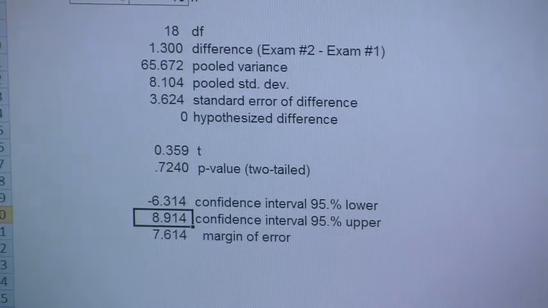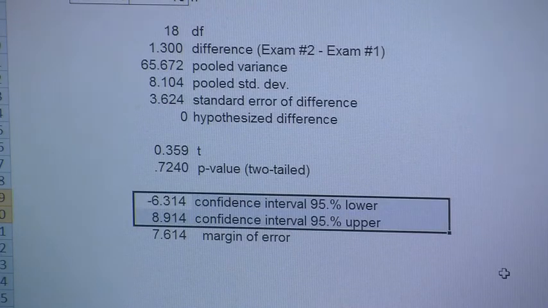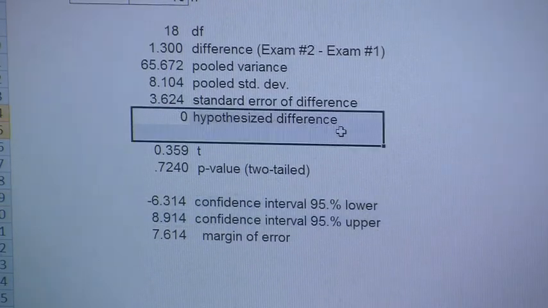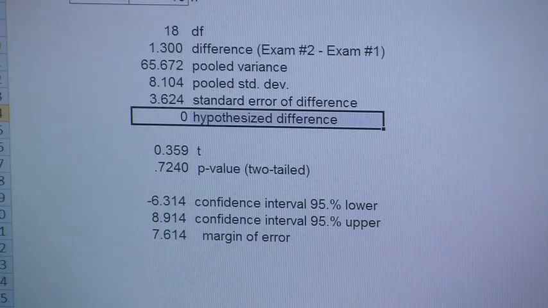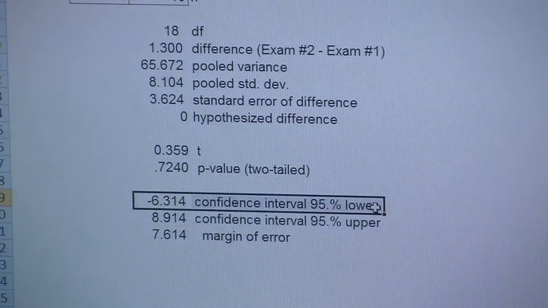So clearly not much evidence here that there's a statistical difference between the two, given that between our lower and upper bounds, the hypothesized difference of 0 resides, okay? But when we look deeper, it's possible at the upper bound of our confidence interval that they scored about 9 points better on the second exam than they did the first. At the lower bound, it's possible that they scored about 6 points lower on the second exam than the first.